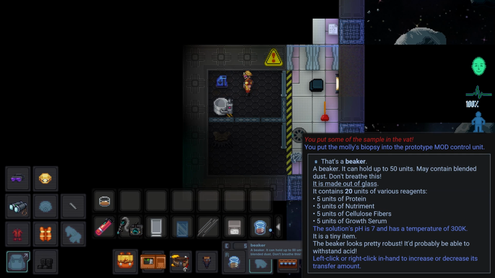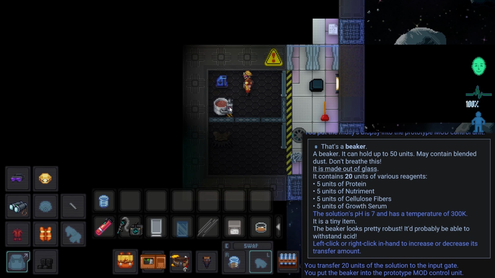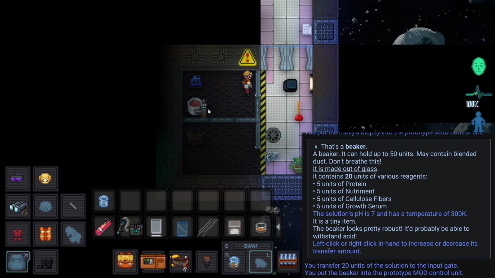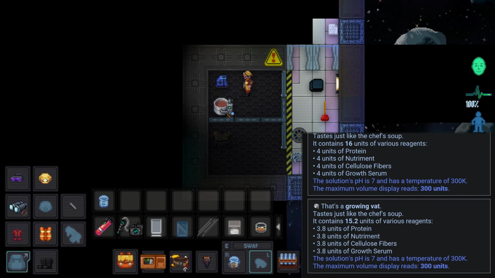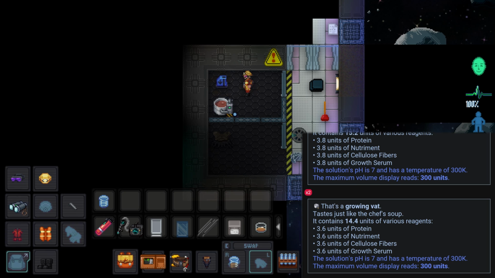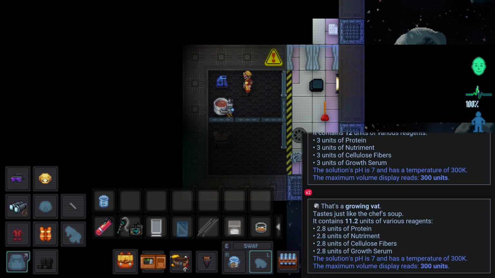So first, let's create the cow. The cow is this beaker with protein, nutrients, and cellulose fibers. I'll put everything into the input gate. And I will enable the resampler so that we can get multiple cows. And let's take a look at how the process of growing goes. So we see that the number of reagents is getting reduced in the growing vat. There are some bubbles coming.